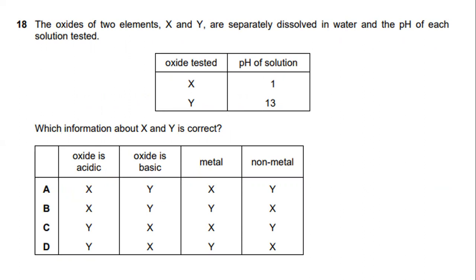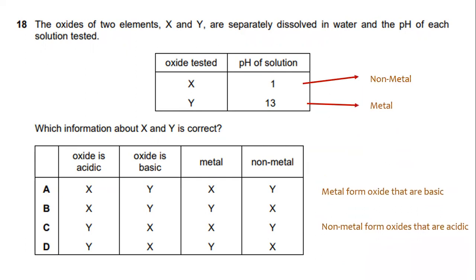The oxides of two elements X and Y are separately dissolved in water, and the pH of each solution is tested. I just want to ask you, what is actually X and what is actually Y? X is acidic because the pH of the solution is 1, and Y is 13, which is alkaline. So in this case, which is metal and which is non-metal?